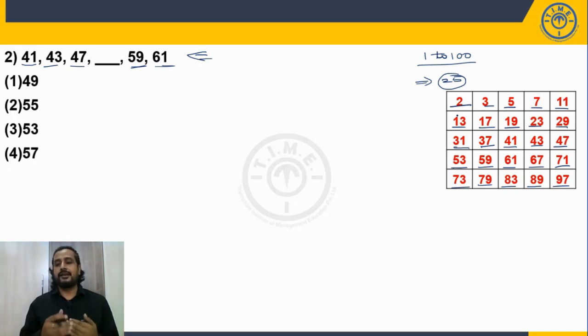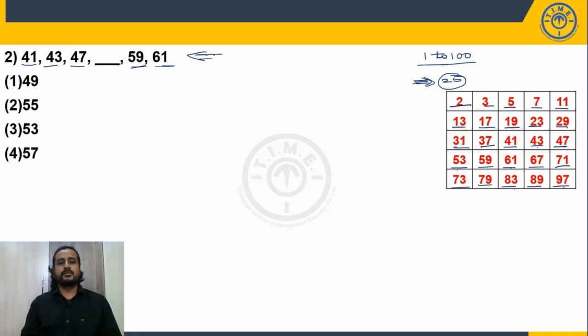2, 3, 5, 7 between 1 and 10. 11, 13, 17, 19 between 10 and 20. Between 20 and 30, 23, 29. Between 30 and 40, 31, 37. Between 40 and 50, 41, 43, 47. Between 50 and 60, 53, 59, and so on. Please try to learn these prime numbers by heart, and note them down: 2, 3, 5, 7, 11, 13, 17, 19, 23, 29, 31, 37, 41, 43, 47, 53, 59, 61, 67, 71, 73, 79, 83, 89, 97.